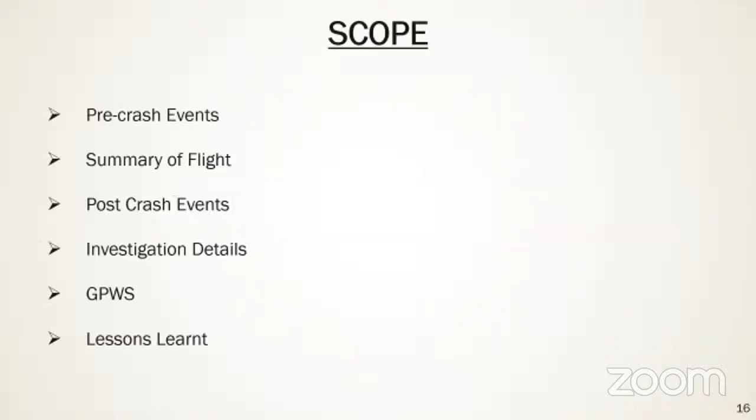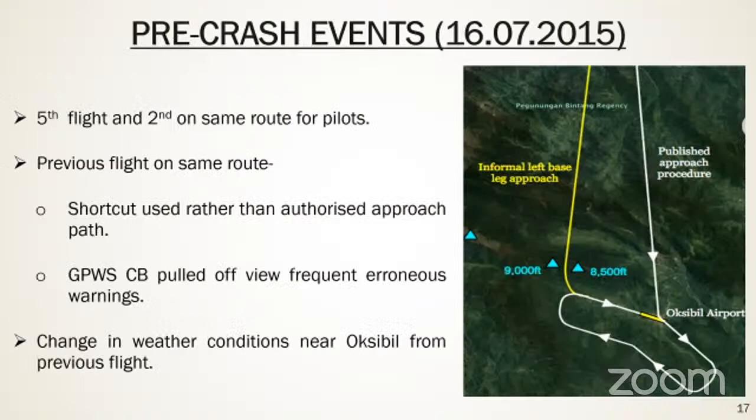For Team 1, I am presenting the crash of Trigana Air 267. This accident took place on 16th August 2015. It was a scheduled passenger flight to Oxybil, a twin ATR 42-300, killing all 54 people on board. The next slide. This is the scope of the presentation.